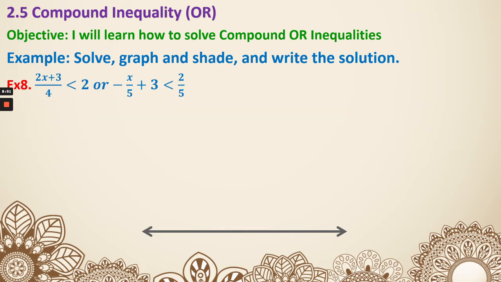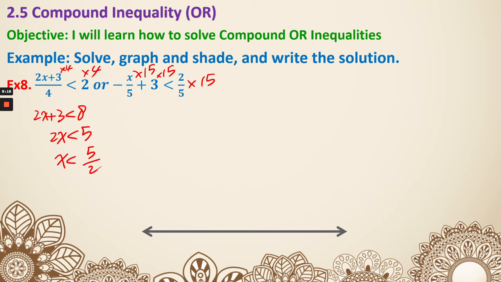Number 8, now we're working with some fractions. So the first one, we're going to need to get rid of the denominator, so multiply both sides by 4. That is 2x plus 3 less than 8. So 2x is less than 5, x is less than 5/2. Now the other one, subtract 3 on both sides, or actually multiply everything by 15.